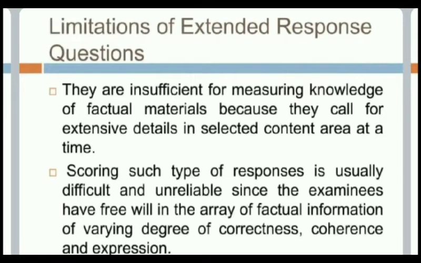So limits of extended response question is they are insufficient for measuring knowledge of factual materials because they call for extensive detail in selected content area at a time. Second, scoring such type of responses is usually difficult and unreliable since the examinees have free will in a array of factual information of varying degree of correctness, coherence, and expression.